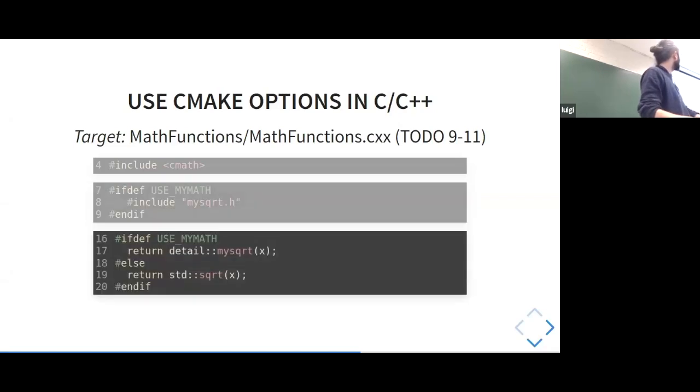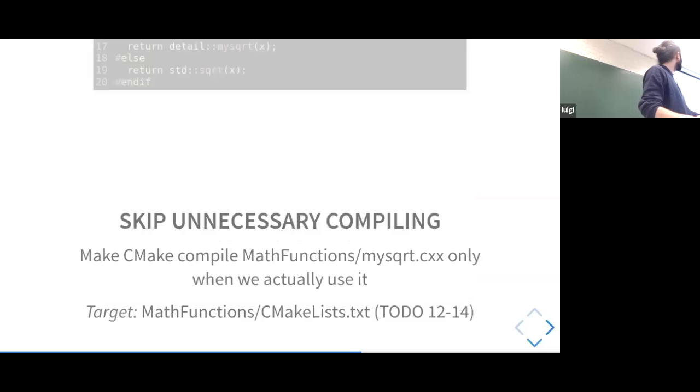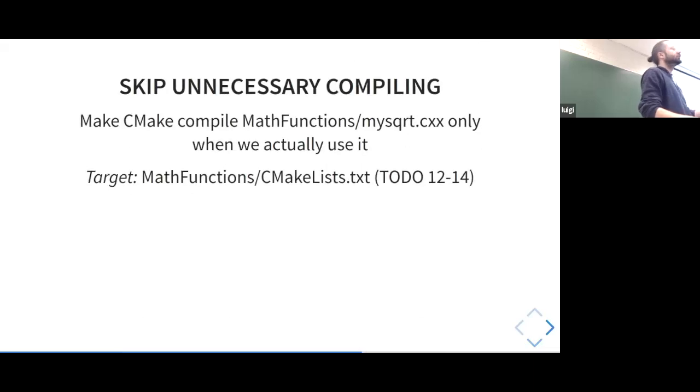I do the same directly in the code. So here's two different ways to use square roots. One coming from my own library, another from the standard library. And again, this is from CMake, so you don't need to modify the code. The code is written such that CMake takes care of everything. And it also allows you to skip unnecessary compiling. If you don't need to use a library that is not compiled, it will simply not compile it at all.